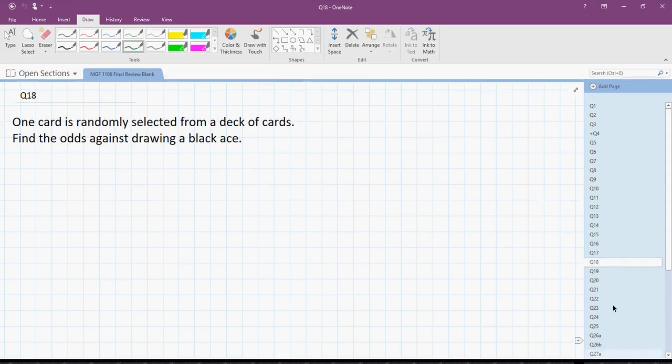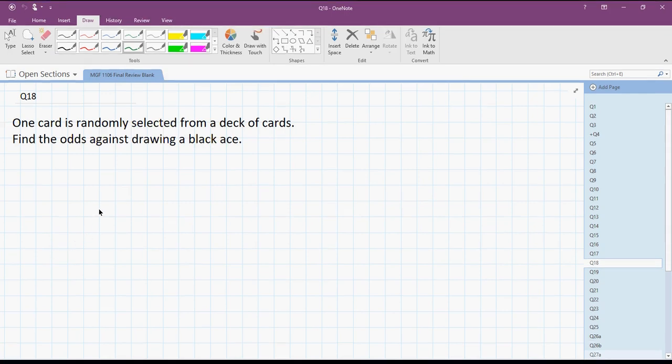Well, that's already said it, but both the first one. I know, spoiler alert. So this time it says one card is randomly selected from a deck of cards. Find the odds against drawing a black ace. Did I make these questions? No. Computer generates this for me. I know. If you don't know cards, get out there and look at them. Not all of them are about cards. There's only a couple.